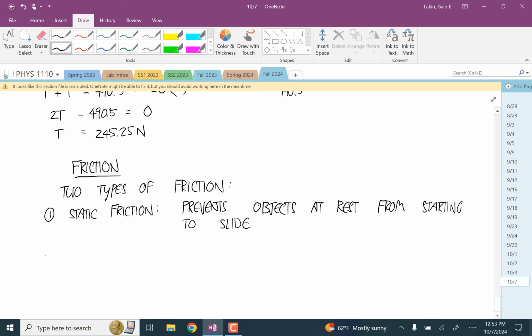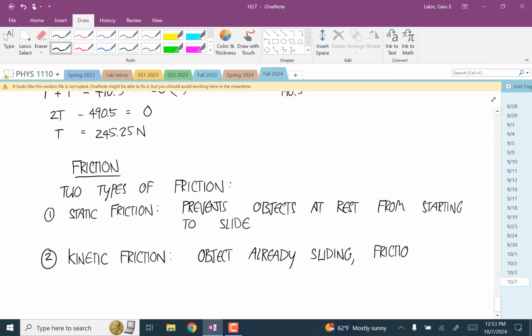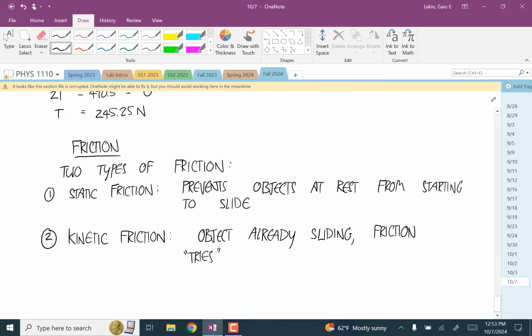Then the other kind of friction is called kinetic friction. And that's when an object is already sliding. And friction tries, not trying to give friction human character traits, but the friction tries to slow it down. The friction is always acting in a direction that would tend to slow it down.